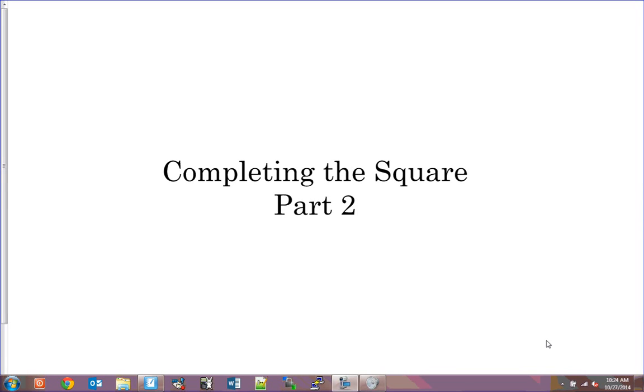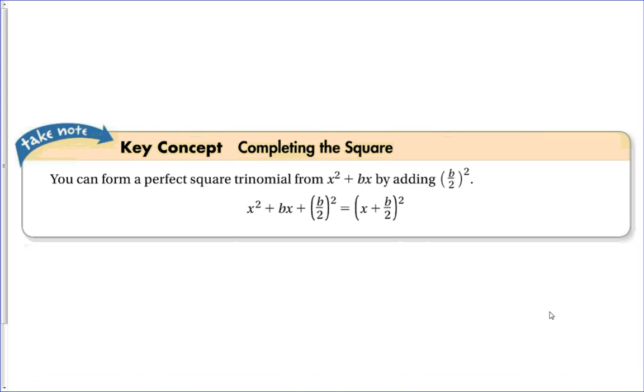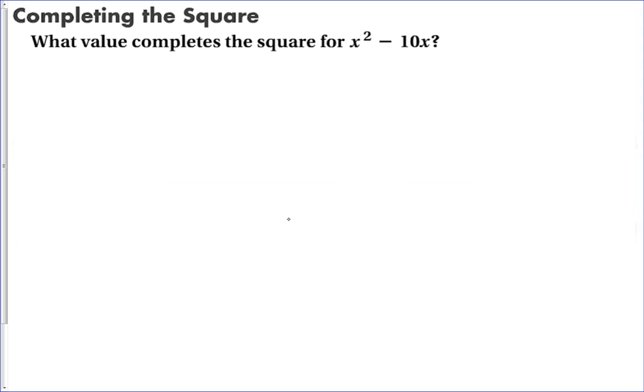Alright, in this video we're going over completing the square part 2. This is your vocab word as well as a key concept. Completing the square says you can form a perfect square trinomial from ax squared plus bx by adding b divided by 2 quantities squared. What that means is all you do is you take b, half it, and square it. That's all that means. Let's look at a problem.